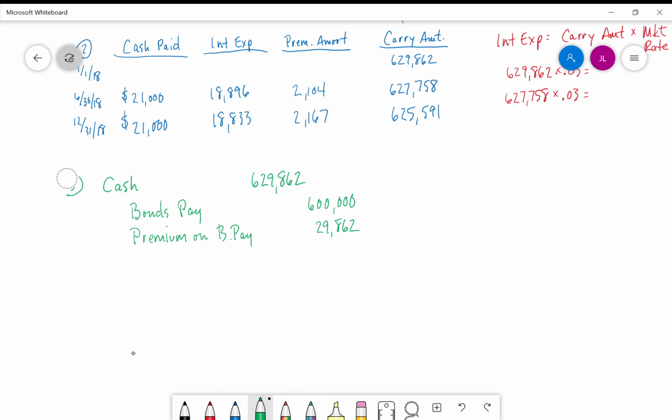I guess I should make a little room here. We'll put 3 over here, and we'll put 1/1 for the date. Now on 6/30, we're paying interest. We have to look at this in the sense of what we're paying out here. We know we're paying out $21,000 in cash. So we have a credit for cash for the $21,000.